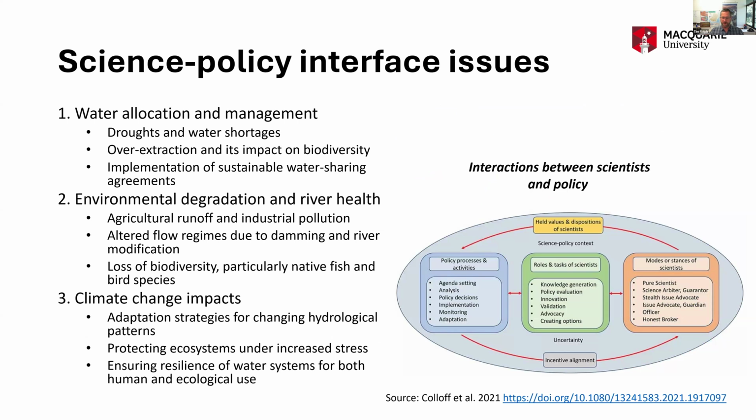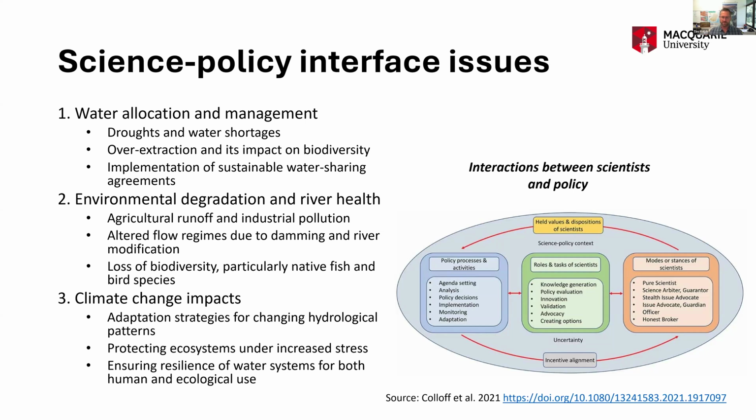So this diagram shows some of the ways that interactions between scientists and policies occur here in Australia. In terms of policy processes and activities, we're talking about things like agenda setting, analysis of management strategies or policy decisions, implementations of legal acts and things like that, and broad level monitoring and adaptation.